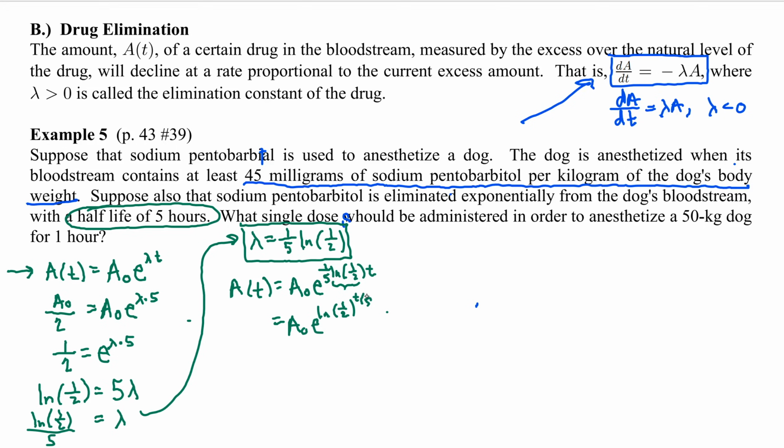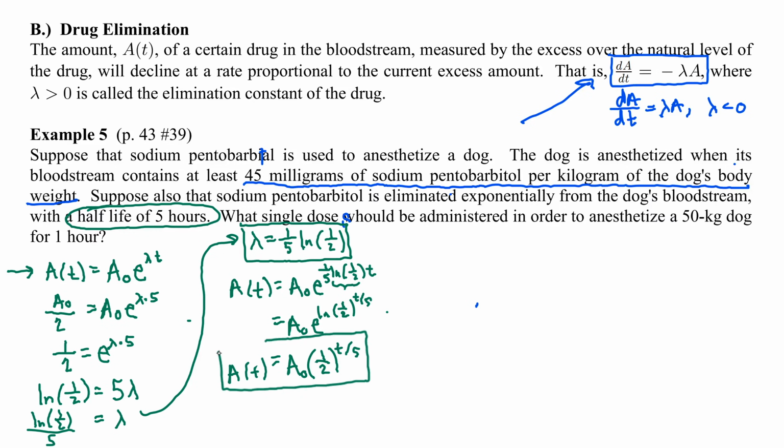Okay, so I've got lots of exponents stacked up there. But remember, whenever you take the base e and raise it to a natural log base e, those are inverse functions and they cancel, and the argument falls out. So we have 1/2 raised to t over 5. So this is our more specific general exponential model for this particular medication.